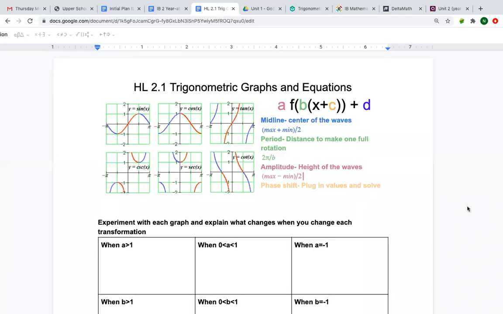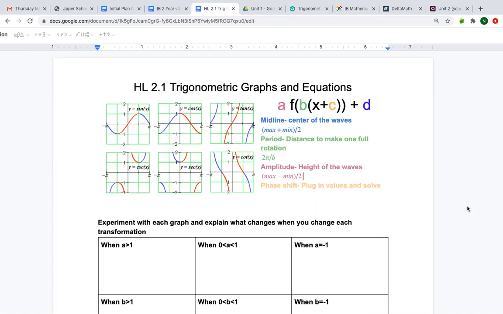Okay, so when talking about trigonometric graphs and equations, we talked about this at the beginning of last year. The only thing that I'm really adding is the cosecant, secant, and cotangent. But the best way for y'all to learn about these is just to go through experimenting with the different transformations and how they affect each graph.